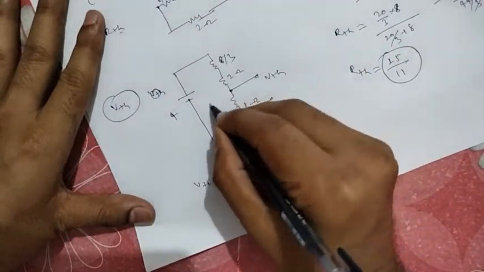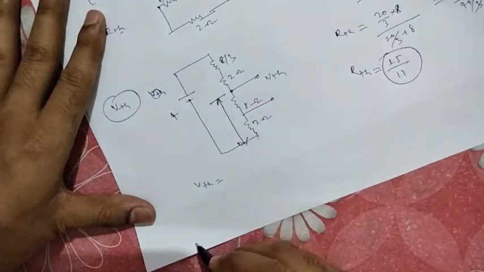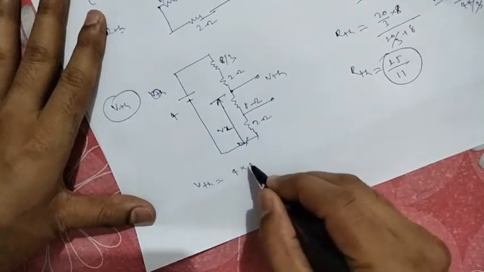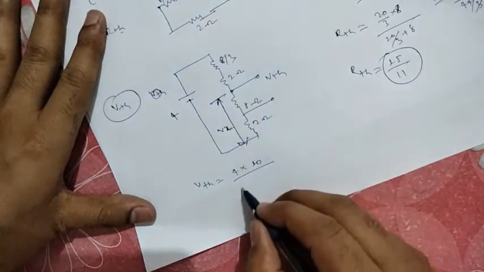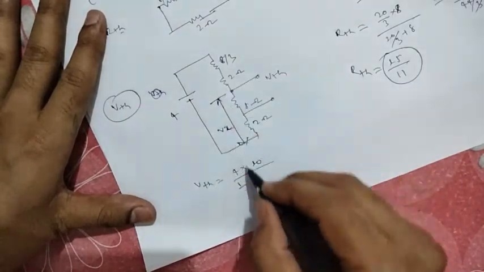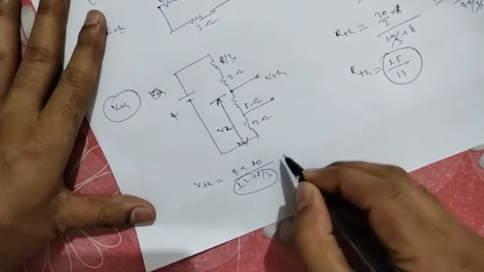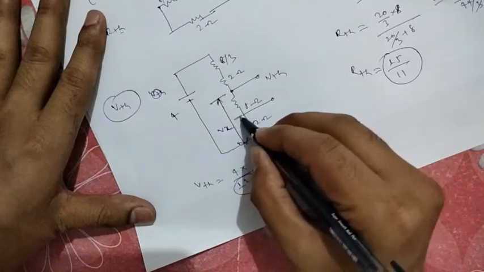VThevenin is equal to this voltage Vx. What is this Vx? Vx is nothing else but 4 into 10 by the total, 14, 8 plus 10 is 12 plus 8 by 3. This is the total, minus 4 into 2, this Vy.